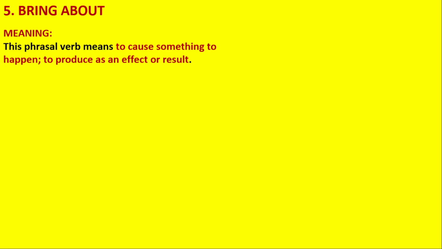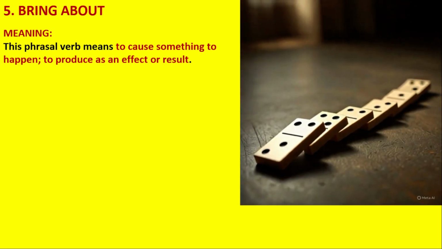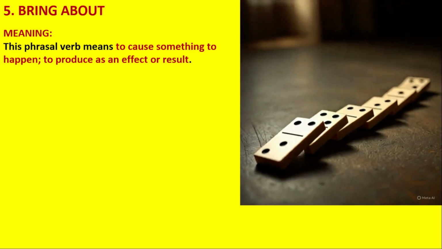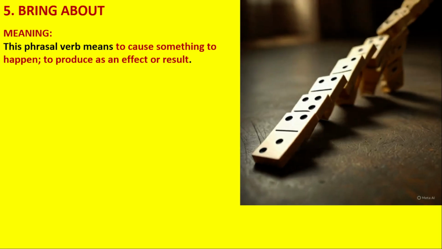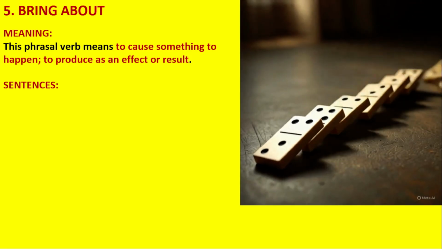Our final phrasal verb for today is bring about. What does bring about mean? This phrasal verb means to cause something to happen, to produce as an effect or result. It implies initiating a change or outcome. Let's look at an image to make it clearer. This image shows causing a series of events or changes. It highlights bring about. Now, let's look at some sentences to understand it better.